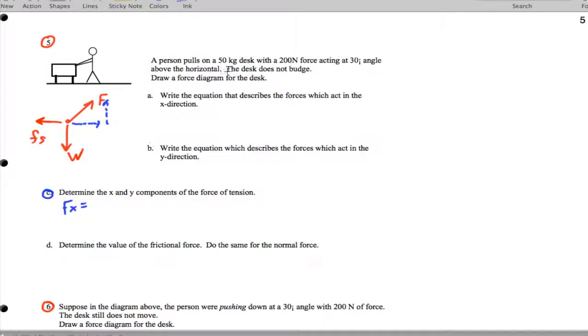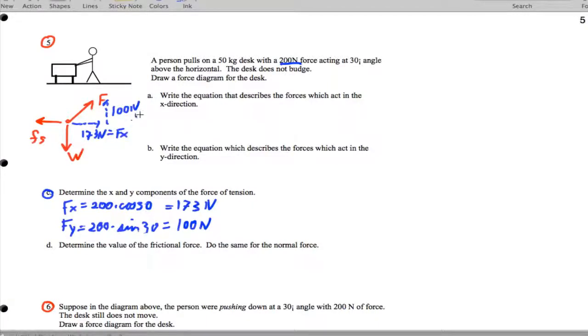So Fx is going to be 200 times the cosine of 30, and Fy is going to be 200 times the sine of 30. I'm going to plug both those numbers in. I'll get 173 newtons for Fx and 100 newtons for Fy. And that's what we use in our equation. This is Fx and that's Fy. So now I can use this free body diagram to do step 3, which is right here, and step 4. And step 5 that they want us to do is down here at the bottom.